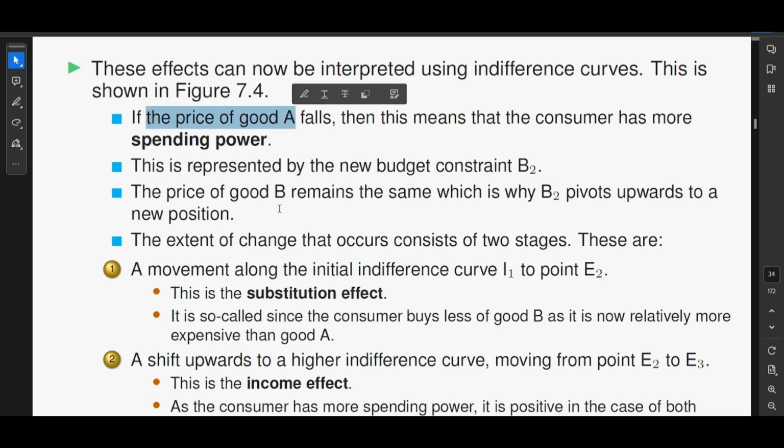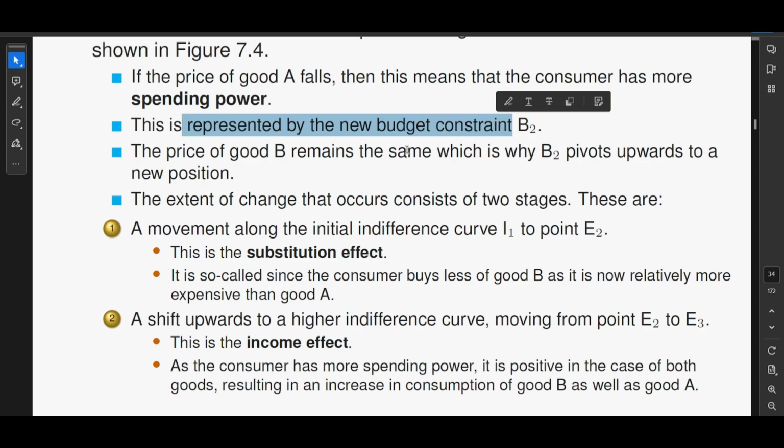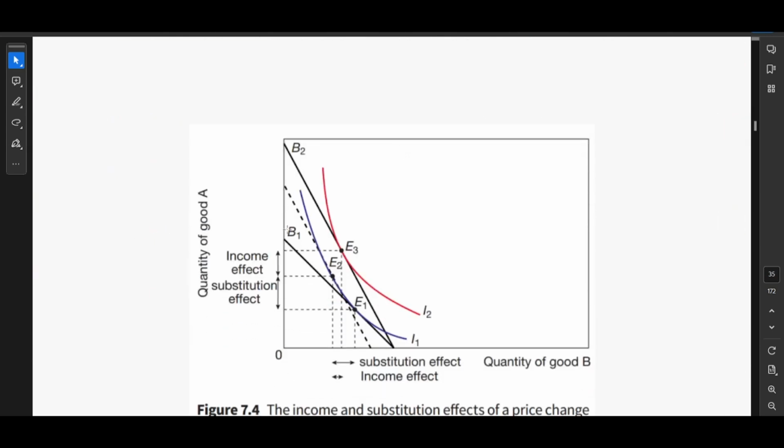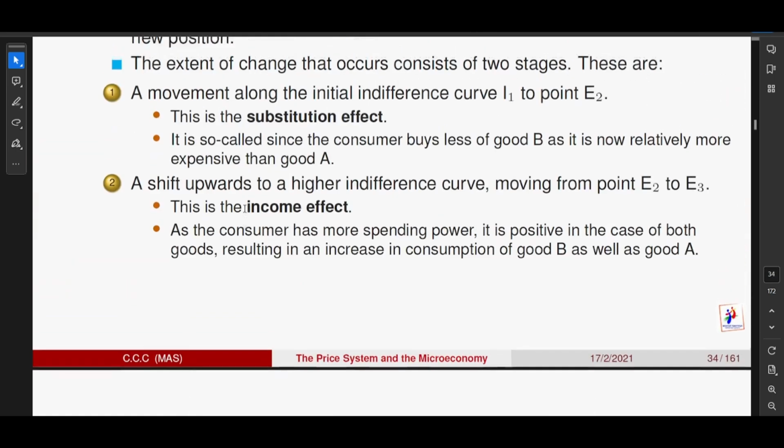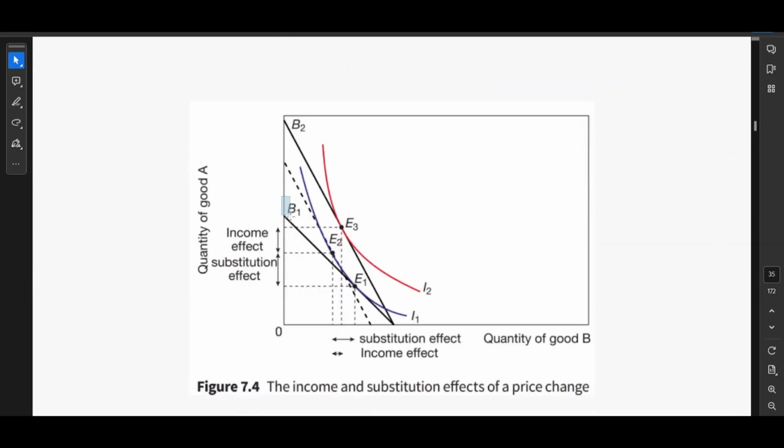It says if the price of good A falls, then the consumer has more spending power, more purchasing power. This is represented by the new budget curve B2. So this is what we're seeing here. The price of good A has decreased, so the real income has increased from B1 to B2. The price of good B remains the same, which is why B2 pivots upwards at a new position of A. So only the price of A has changed, right? The price of good B has not changed. So this is why the curve moved this way, right?